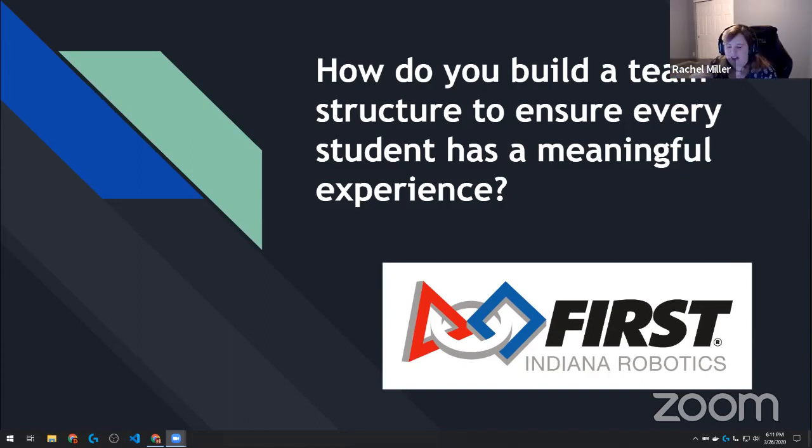Definitely, no problem. And the main thing I want to focus on when talking about this is when creating your team structure or your culture, the fact is you want to create an environment that is meaningful for everyone involved. So this really is something I want to hit on and really focus on throughout this presentation.